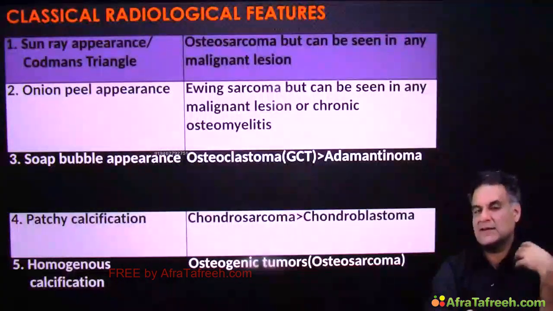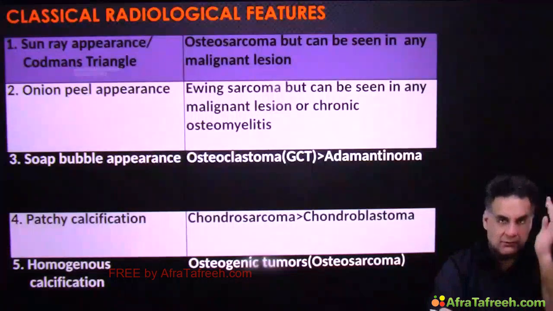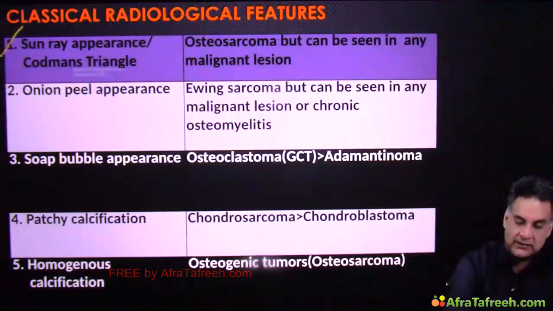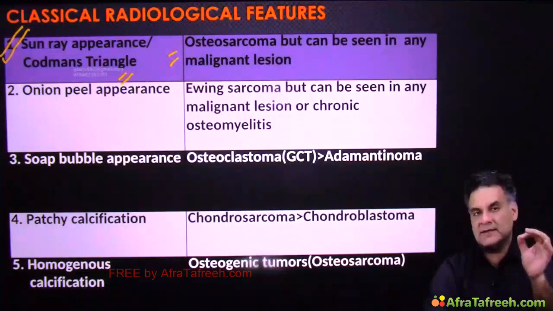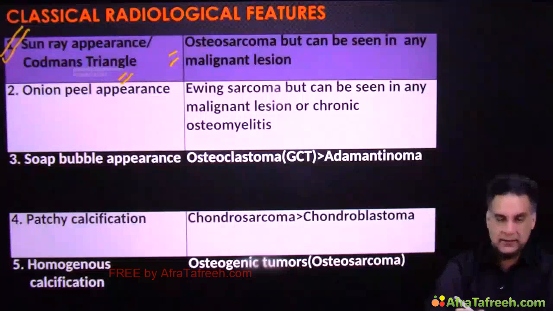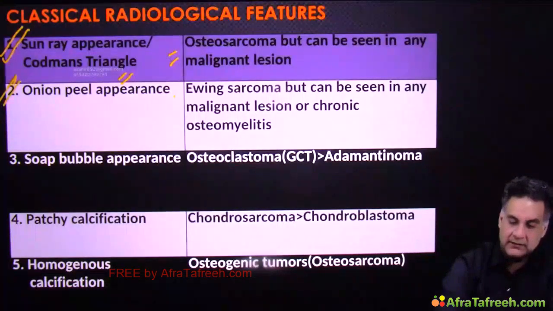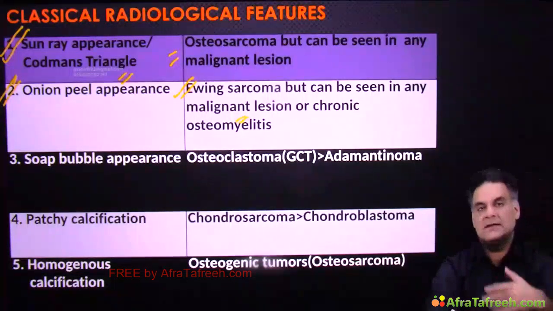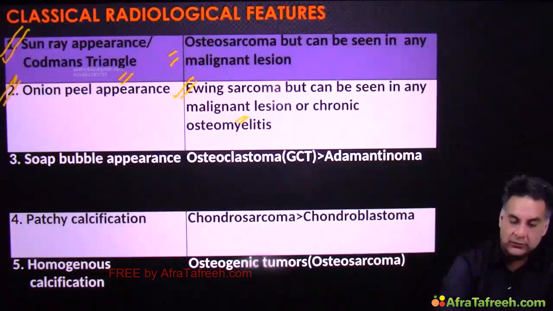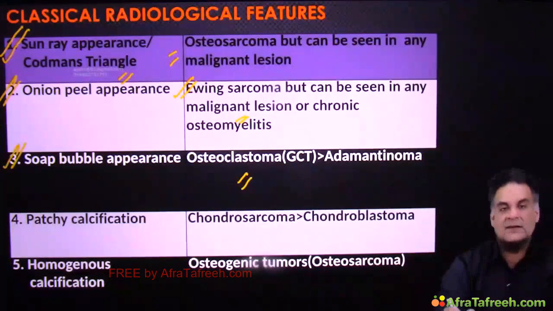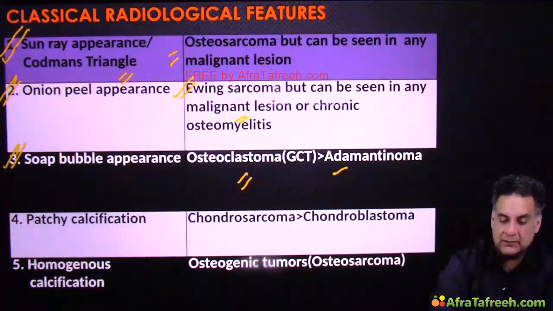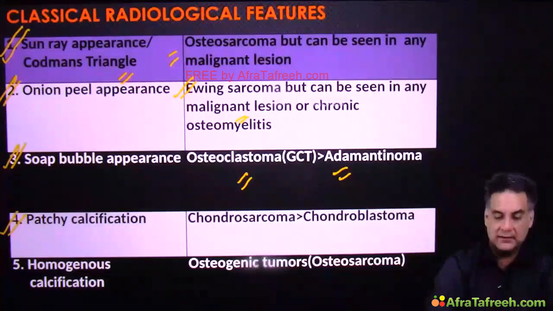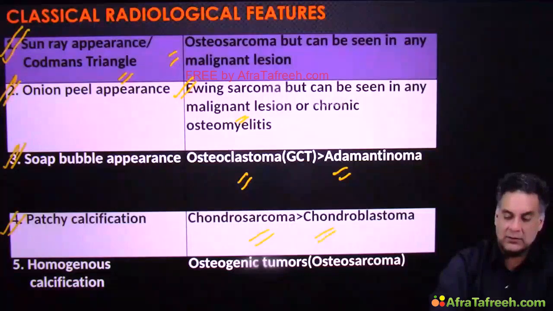So let's look at some classical radiological features that should come to your mind. Sun ray appearance or Codman's triangle, osteosarcoma, but can be seen in any malignant bone tumor. Onion peel appearance, Ewing sarcoma, but can be seen in any malignant bone tumor. Soap bubble appearance, seen in giant cell tumor. Multiple trabeculae inside the tumor, also in adamantinoma of bone. Patchy calcification, places where calcification is there: cartilaginous tumors like chondrosarcoma and chondroblastoma.